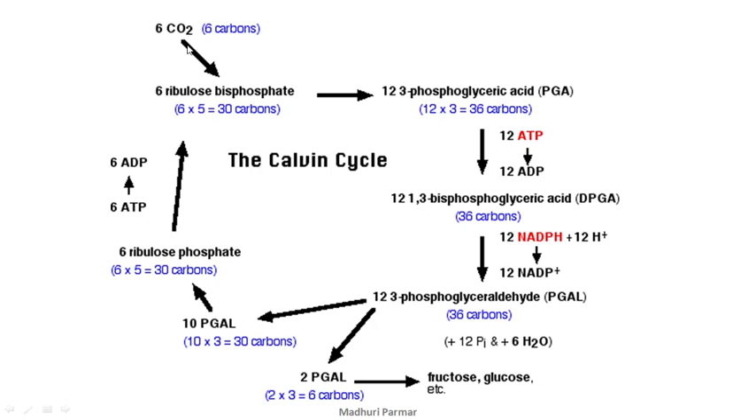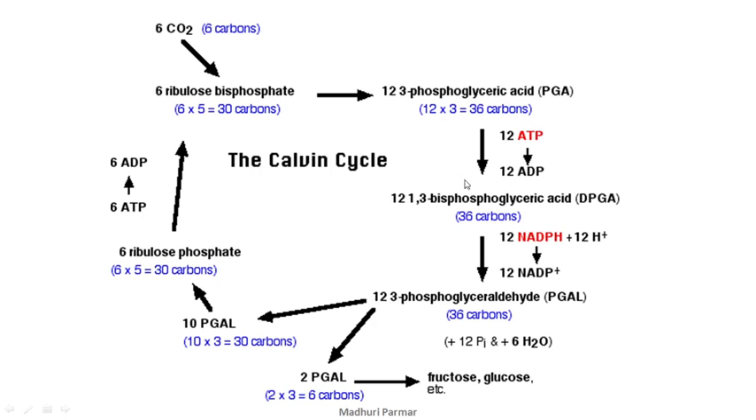6 carbon dioxide plus 6 RuBP will give you 12 3-phosphoglyceric acid. 6 plus 6 is giving you 12. And these 12 are 3 carbon compounds, which are phosphoglyceric acid. So 12 molecules of phosphoglyceric acid. Now this phosphoglyceric acid, we had seen in reduction, gets converted into 1,3-bisphosphoglyceric acid. During this reaction 12 ATP are used.